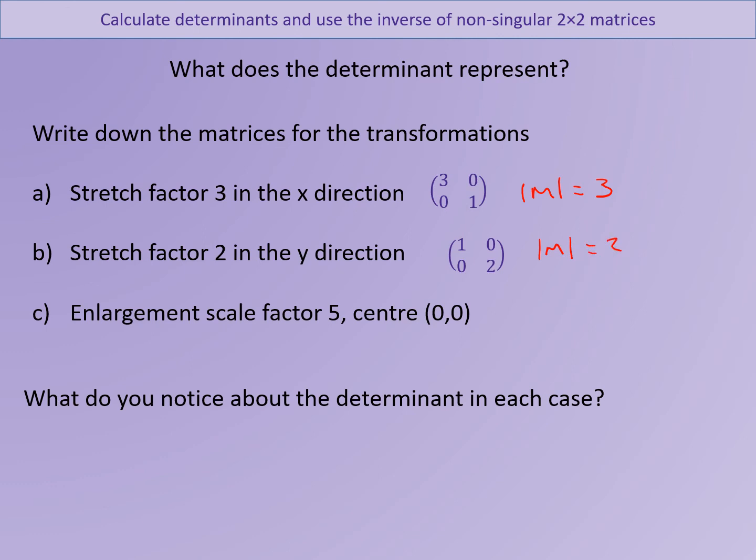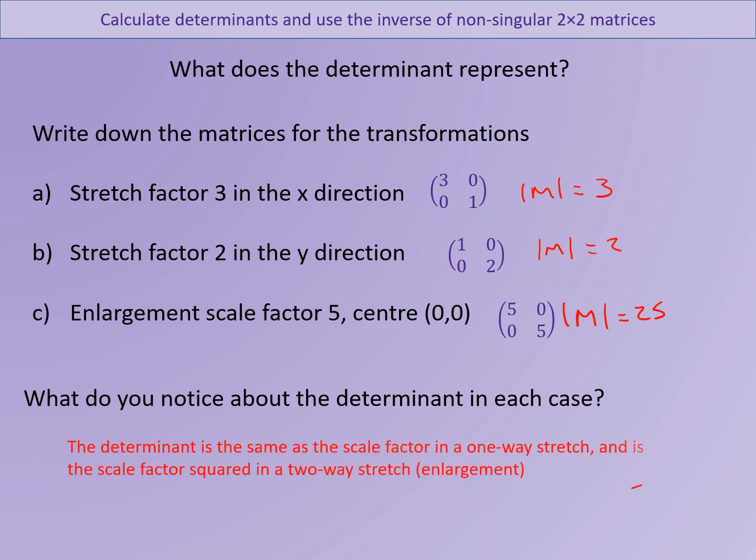And then for an enlargement, which is a stretch in both the x and the y direction, scale factor 5, we'll get 5, 0, 0, 5, giving us a determinant of 5 times 5 minus 0 times 0, so 25. So this rule is quite easy to see. We just need to take into account the factors there.